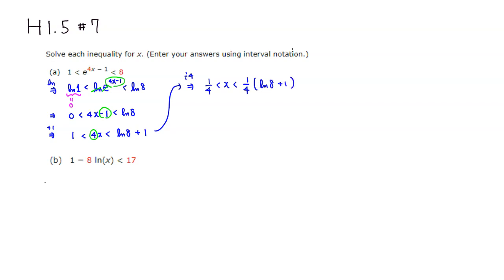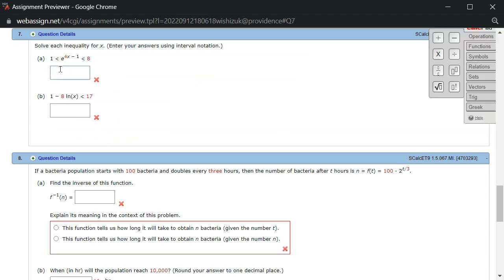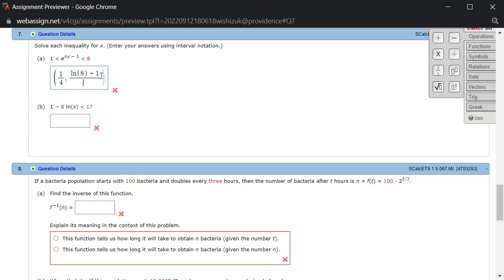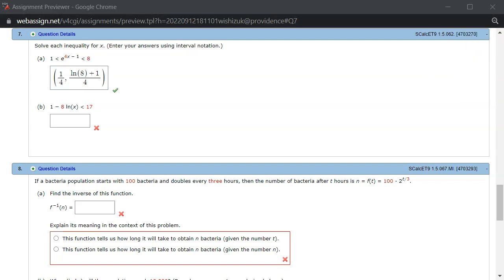So let's type it in. We're starting from 1/4, then we have, let's see, maybe I'll just put the natural log of 8 there. Actually, I don't need that many. 8 plus 1, then divide this whole thing by 4, and then write parentheses. All right, let's type it and check the answer. I came back and it looks like we got this one correctly.